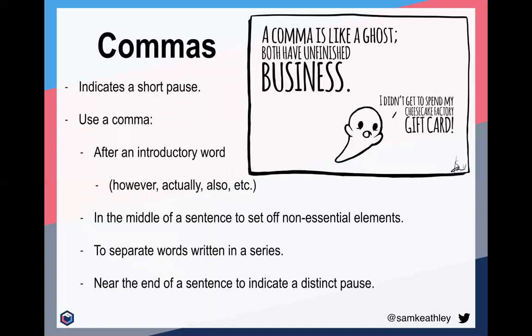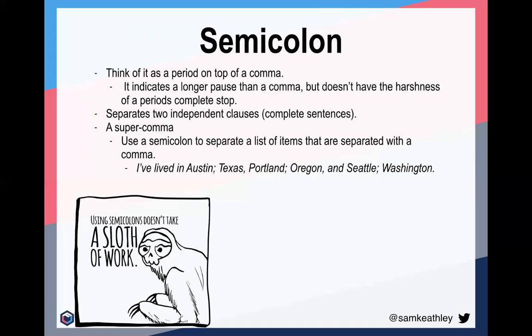I think I used one. Yeah, here. So a comma is like a ghost. Both have unfinished business. Both of those things can stand alone, but I didn't want them to, so you use a semicolon. And you can also think of a semicolon in some contexts as a super comma. So in this sentence, I've lived in Austin, Texas; Portland, Oregon; and Seattle, Washington. If I had just thrown commas in there, that would have been unintelligible. And you couldn't even determine what that sentence is trying to say. It would just look like a garbled mess.